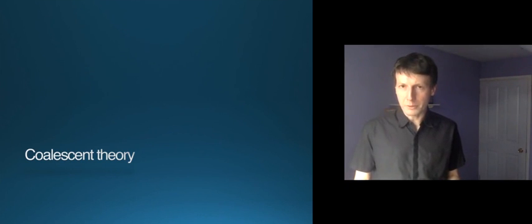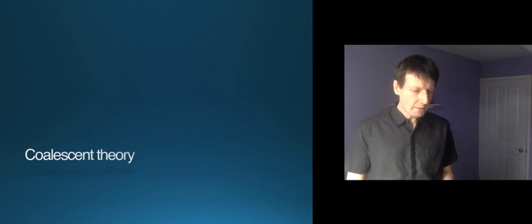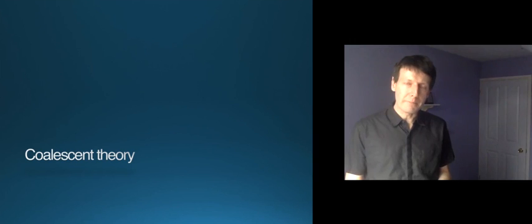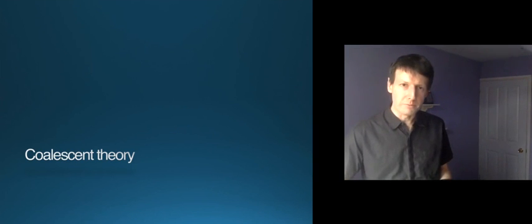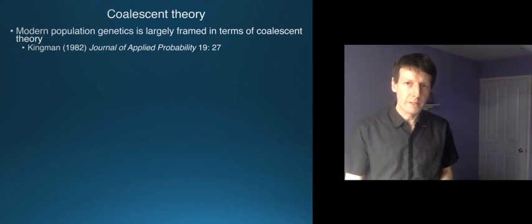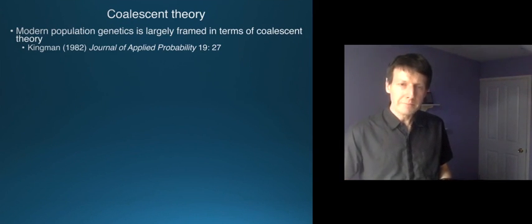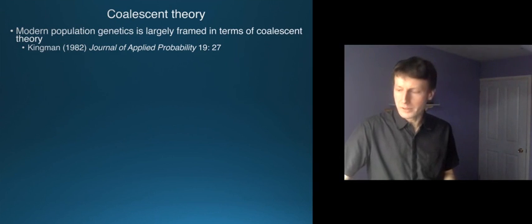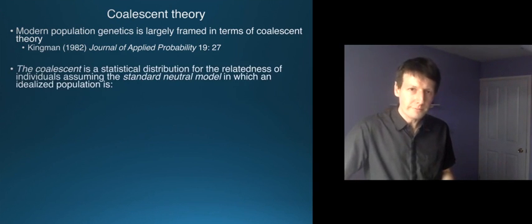Okay, so that's neutral theory, and I think neutral theory is an important prerequisite to coalescent theory. The coalescent theory is fundamental to exploiting patterns of diversity within populations to understand the evolutionary history of the species. I'm going to explain to you why that is. Modern population genetics is largely framed in terms of coalescent theory, and it started in Oxford with John Kingman in the Department of Statistics with a seminal paper in 1982.